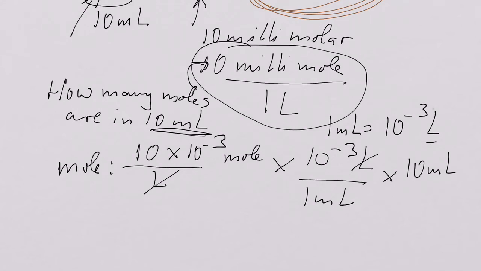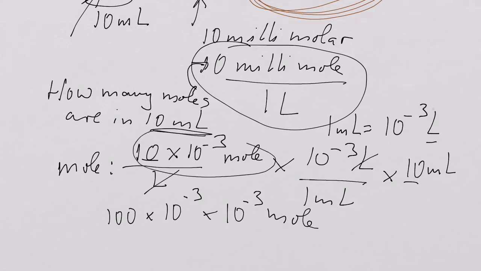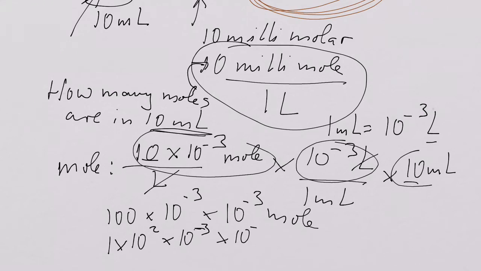So what we have now is 10 times 10, that's 100, times 10 to the minus 3 times 10 to the minus 3 mole. So that's this one, that's this one, and this one. Make sure I haven't forgotten anything. 100 I can write as 1 times 10 to the 2 times 10 to the minus 3 times 10 to the minus 3 mole.